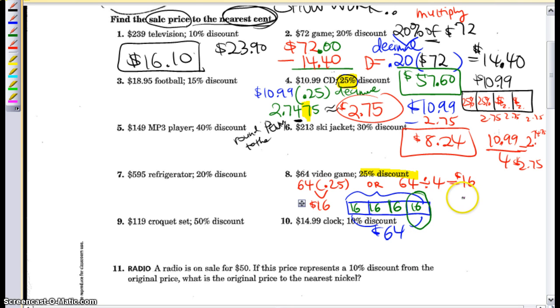So the price that I pay is going to be 64 minus $16, or I could take $16 and times it by 3, and that's going to give me the answer of $48 for this video game that I saved 25% of.